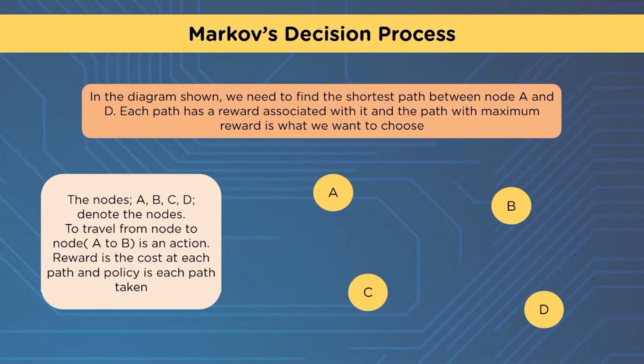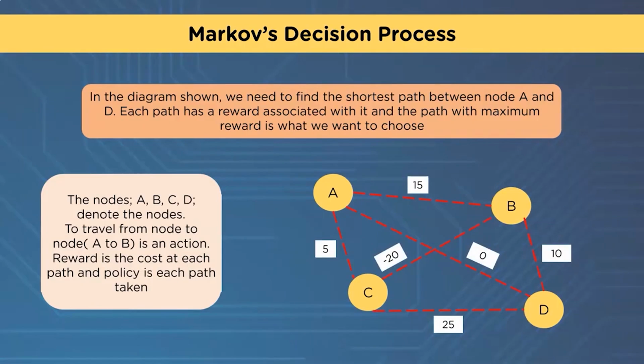So in the diagram shown, we need to find the shortest path between node A and D. Each path has a reward associated with it, and the path with a maximum reward is what we want to choose. The nodes A, B, C, D denote the nodes. To travel from node A to B is an action. Reward is the cost of each path, and policy is each path taken.